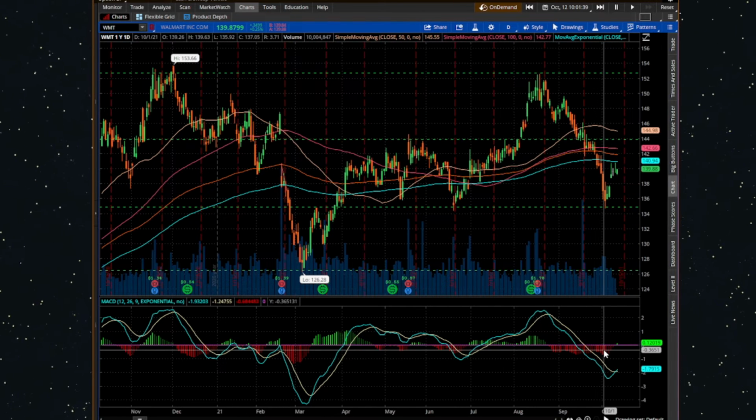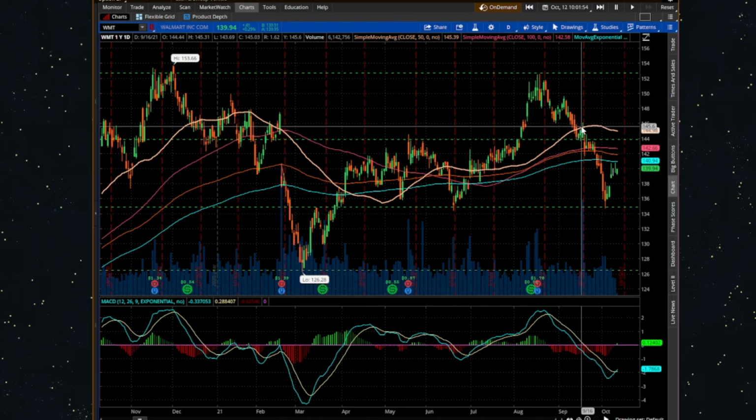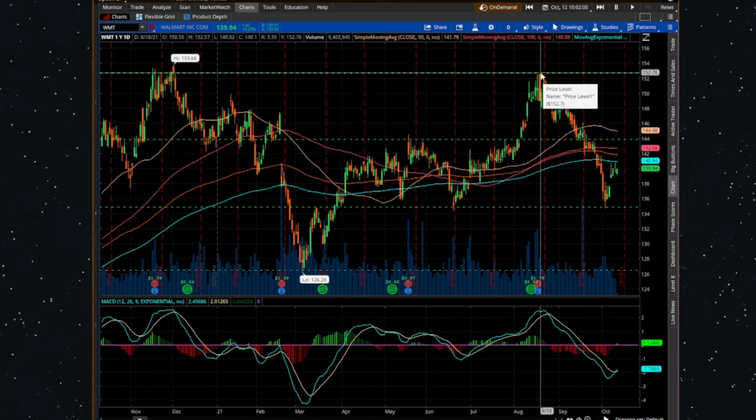So that is one way to use it. It's just not as powerful in my opinion. When you see that divergence, it's better. So real quick, what is divergence?